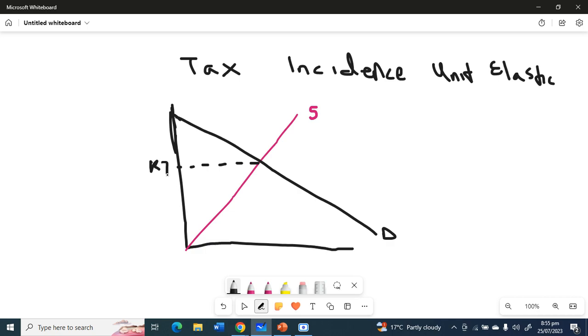So when no tax is imposed, the consumer surplus is here at the top half. Then producer surplus is the bottom half. Now, in this example, we're going to say a tax of 6 kwacha has been imposed.